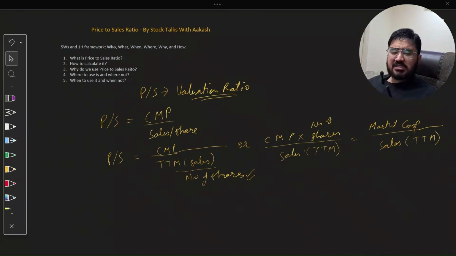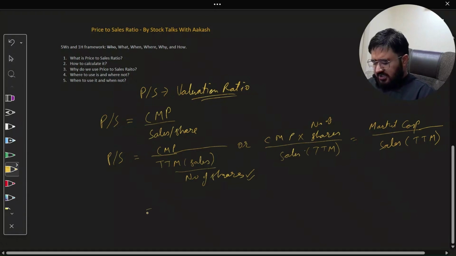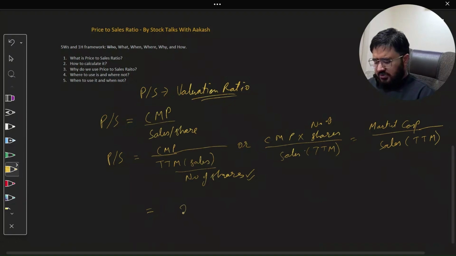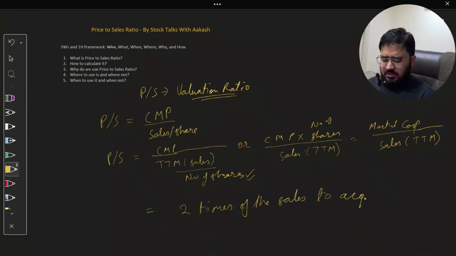So what does price to sales signify? Price to sales signifies how much an investor is willing to pay for 1 rupee of sales generated by the company. So the interpretation is, let's say price to sales comes out to be 2. So the investor is willing to pay 2 times of the sales to acquire 1 share.